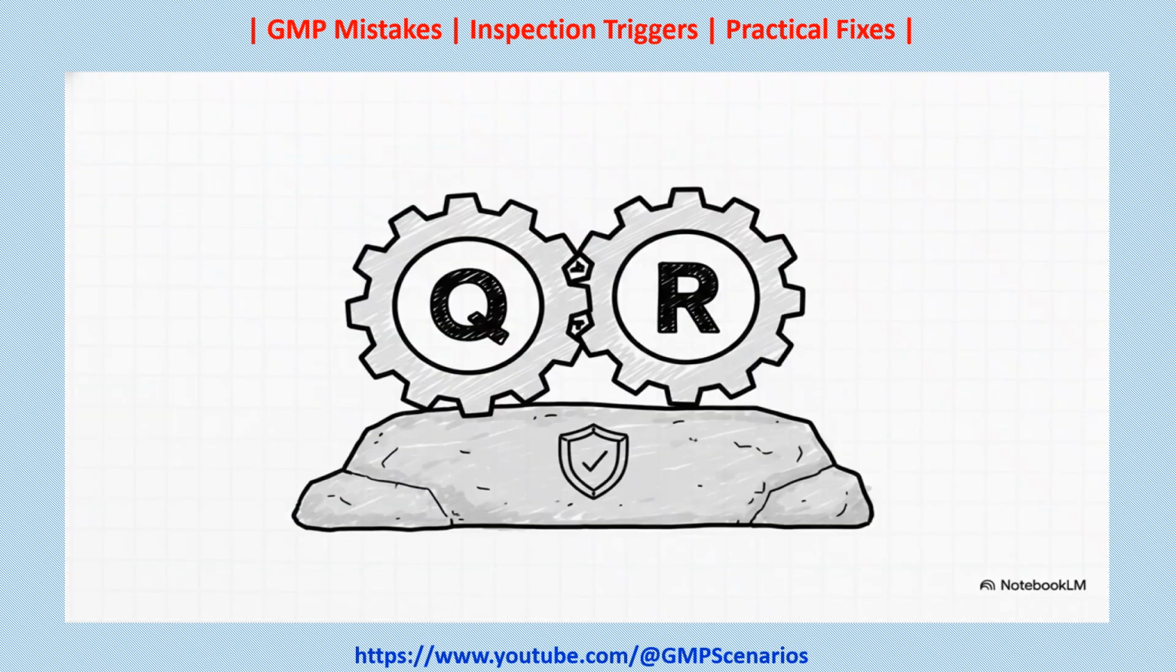So if there's one thing you take away from this, it's this. Quality and regulatory have to be in lockstep. A sign-off from quality by itself is just not enough. The record has to show that both functions have reviewed the change and that they are aligned. That alignment, well, that's the very bedrock of a compliance system.